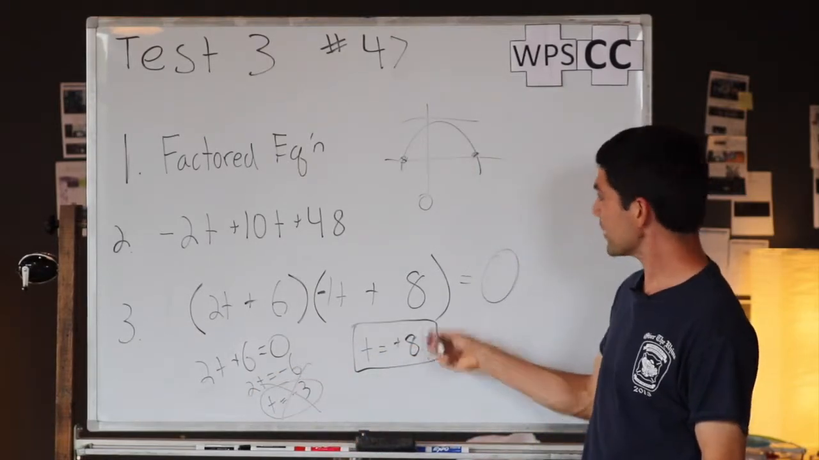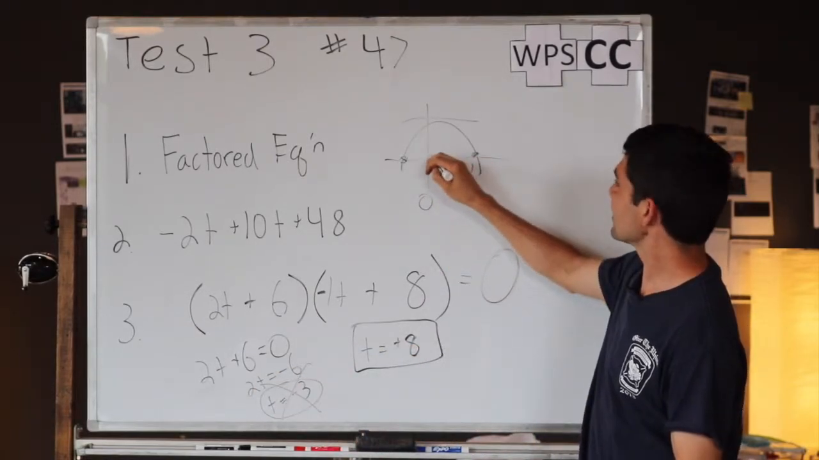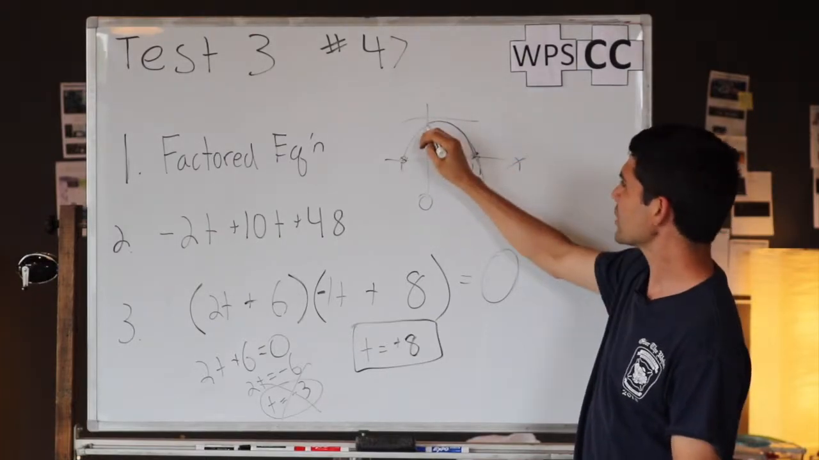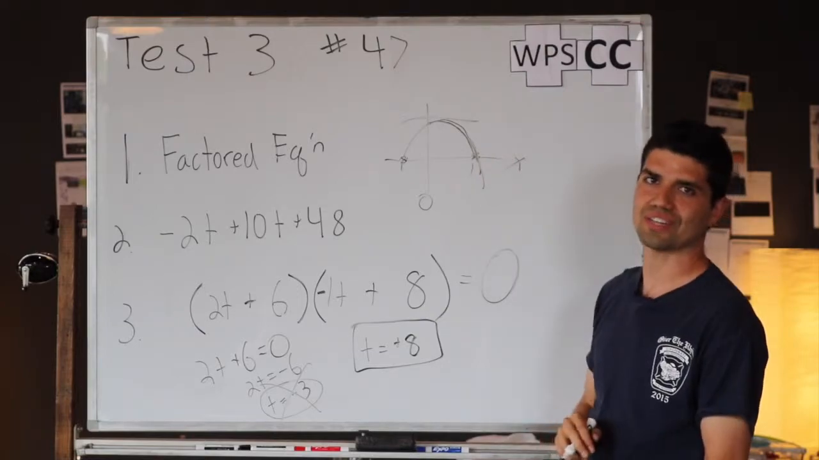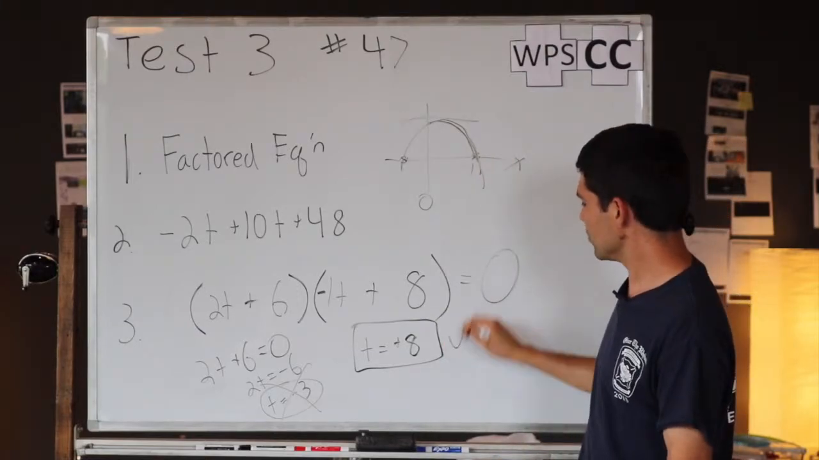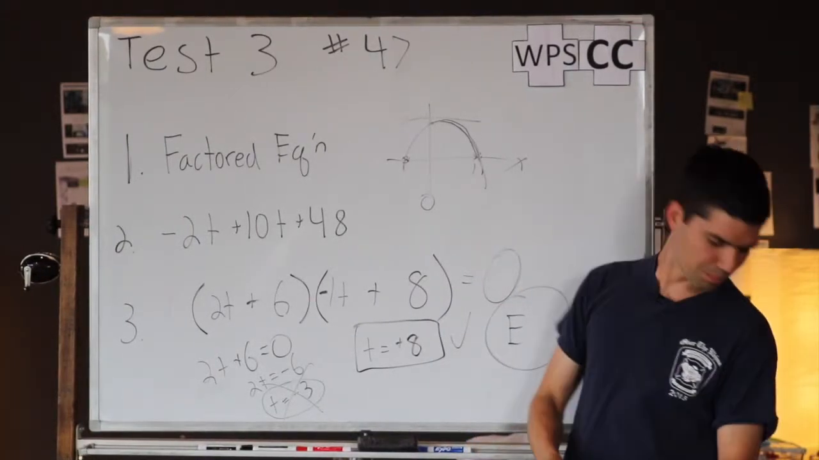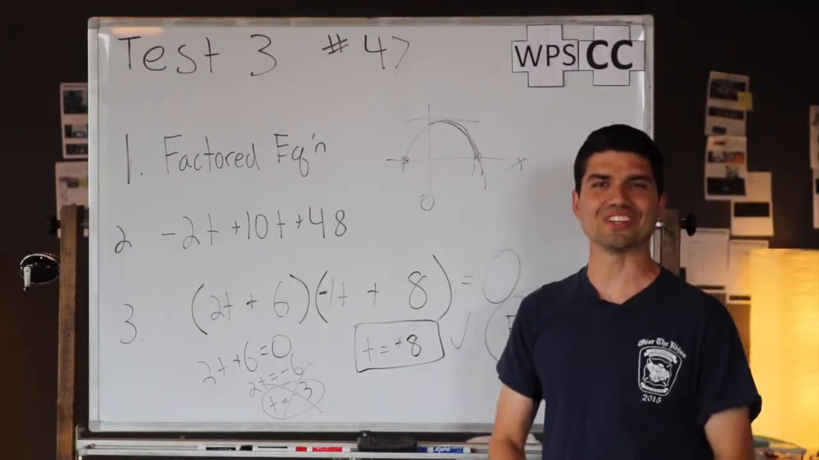But this makes sense. At 8 seconds, it tells us the graph crosses the x-axis. That's when the ball hits the ground. And that's how you get letter E on question number 47. Making sure I was good. Good work.